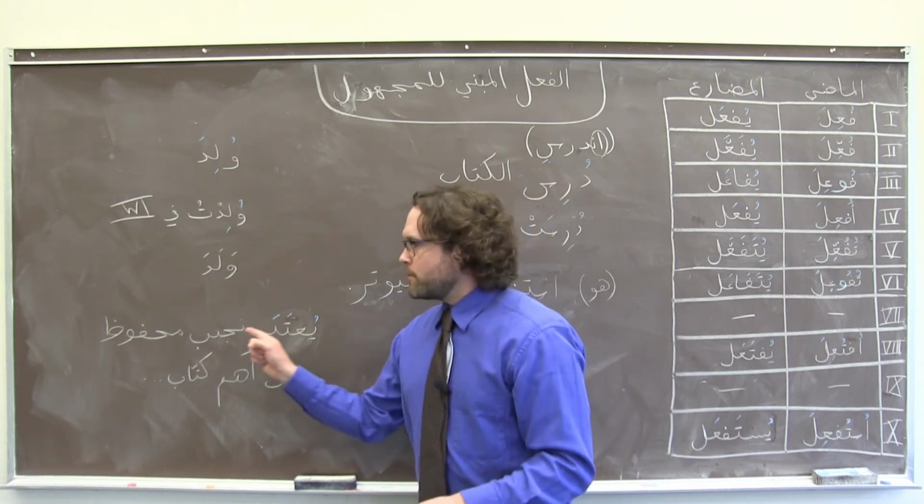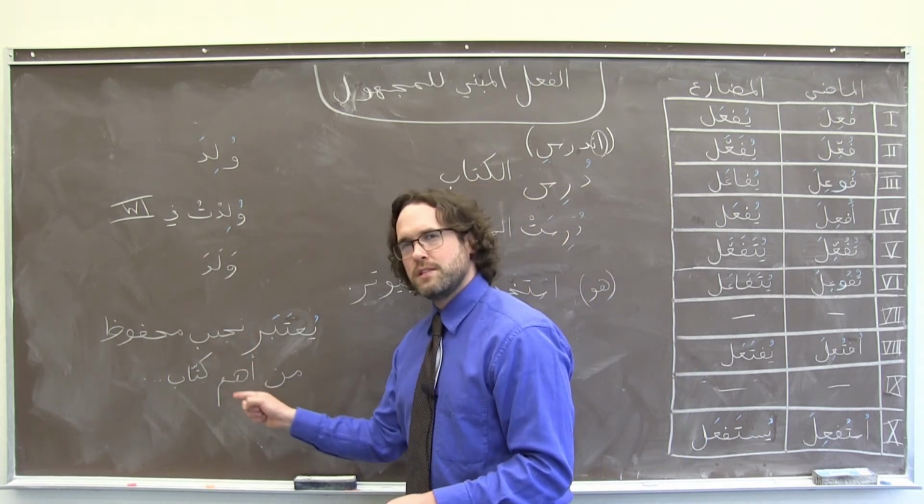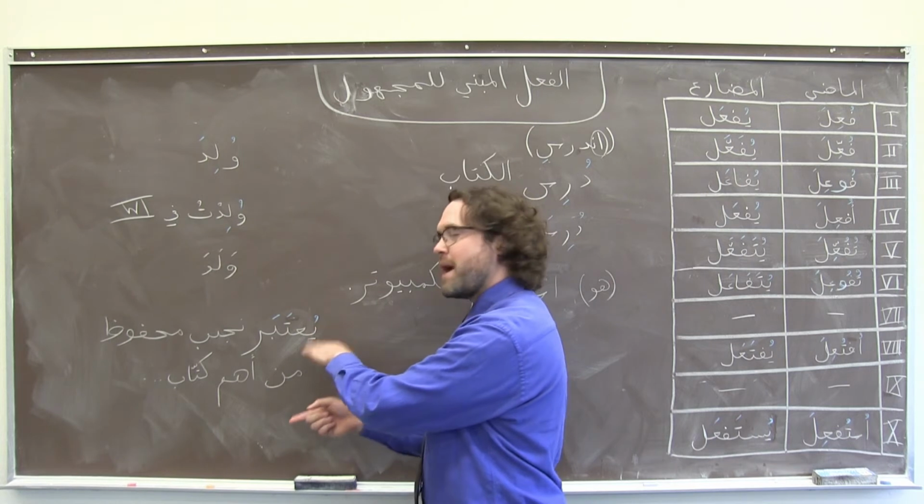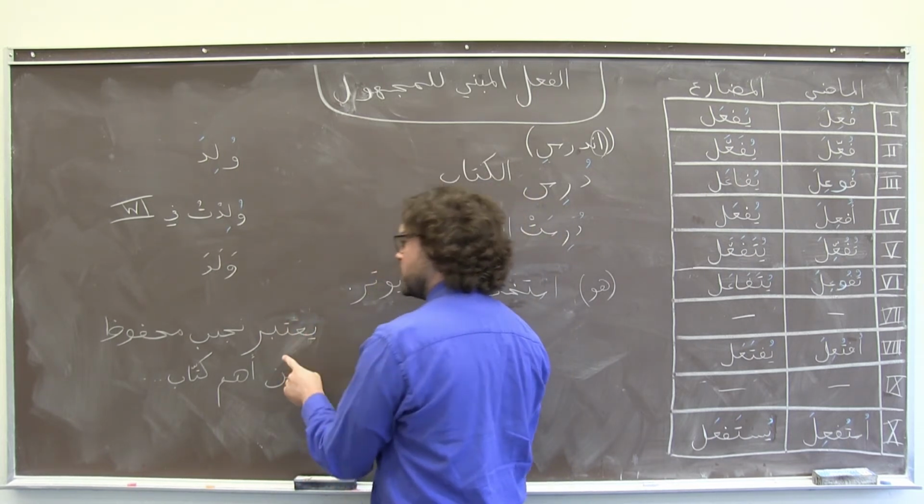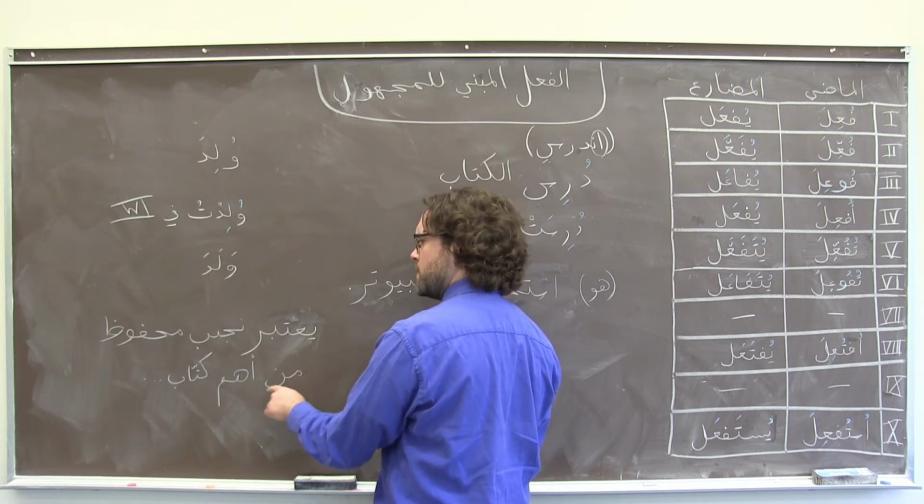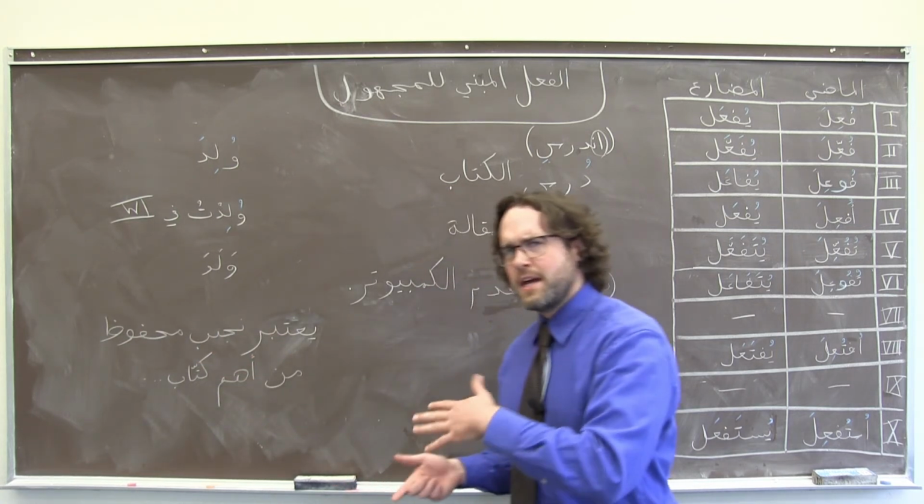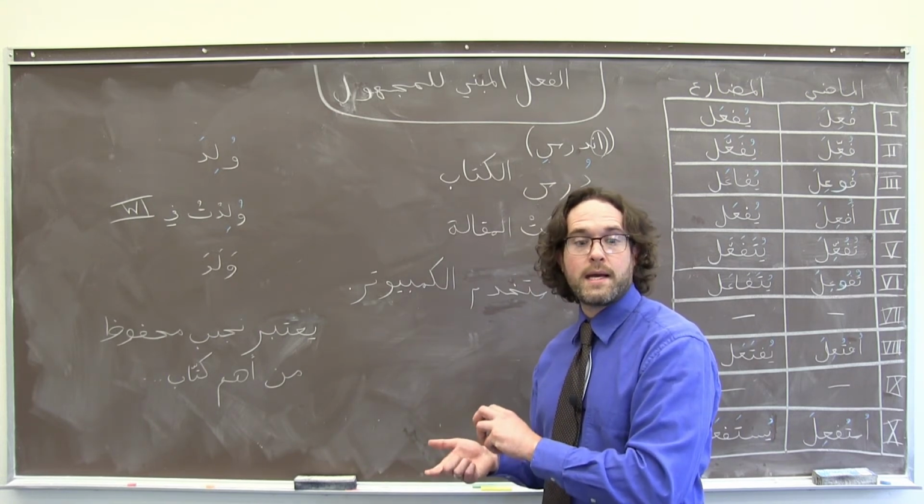Notice here that we can infer from the context that Najib Mahfouz is the subject of this passive verb. If we interpret it as an active verb, we would have to say, okay, Najib Mahfouz considers among the most important writers, and very quickly the logic of the sentence would kind of break down.